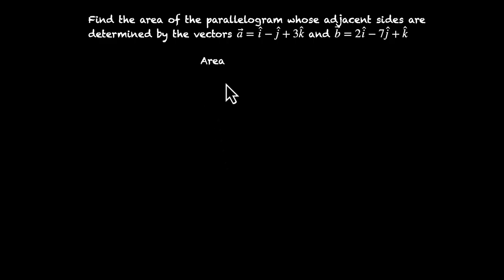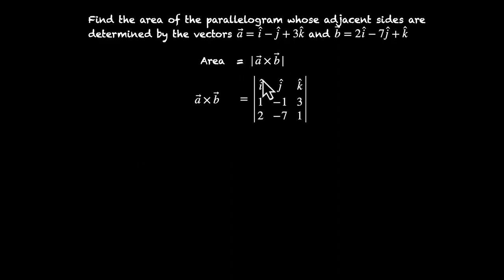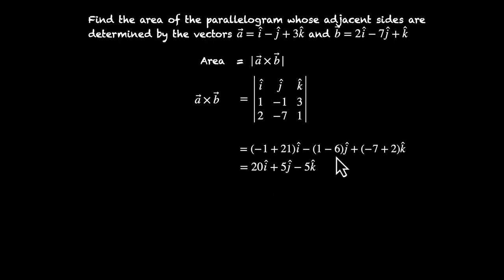Okay. So the area is the cross product. The vectors are already given. That's mod of A cross B. So let's find A cross B. That's the determinant of I, j, k, the components of A and the components of B. That's I, j, k, 1, minus 1, 3, 2, minus 7, and 1. Let's expand this. This is I cap times minus 1 plus 21, minus j cap times 1 minus 6, plus k cap times minus 7 plus 2. So this is 20 I cap plus 5 j cap minus 5 k cap.